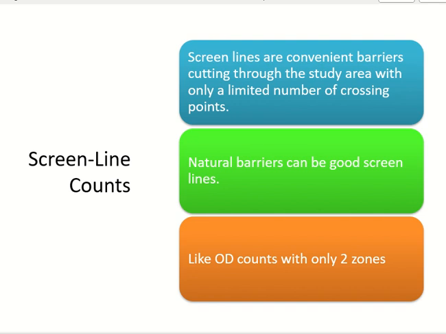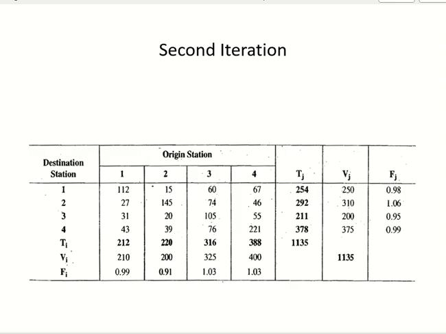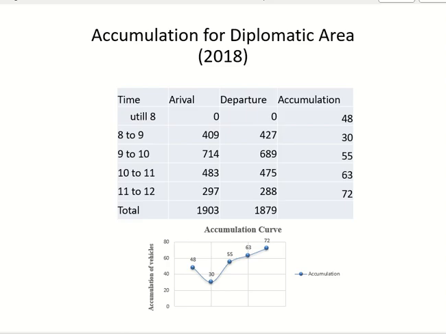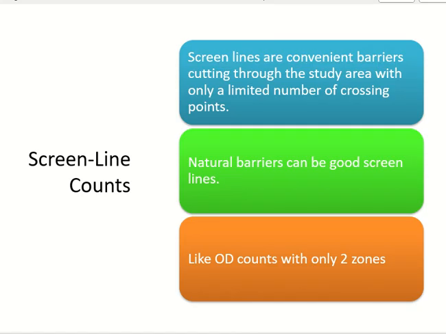The last type of specialized counting study is a screenline count. A screenline count is a mini origin destination study. The origin destination example which we did, how many zones did it have? Four, right? A screenline count is an origin destination study for two zones only.